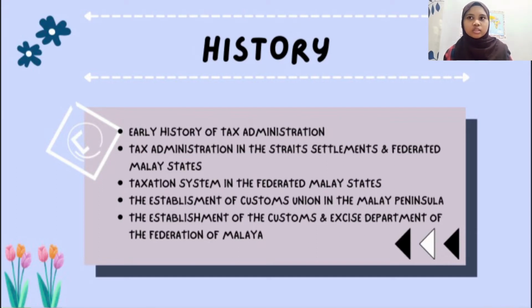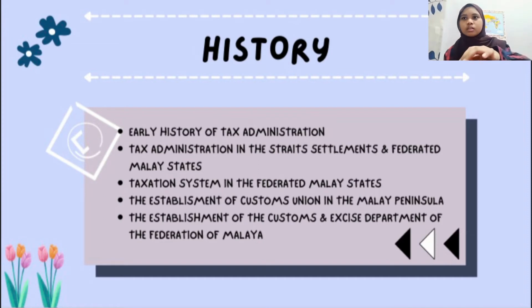And this department was named Custom and Excise of Malayan Union. The last part is the establishment of the Custom and Excise Department of the Federation of Malaya. The orderly administration of tax activities in the Malay State led to the establishment of the Custom Department in the Malay State, specifically to collect the taxes. With the formation of the Federated Malay States, efforts arose to unify custom affairs between the states. The formation of the custom union coordinated all custom regulation between the states.